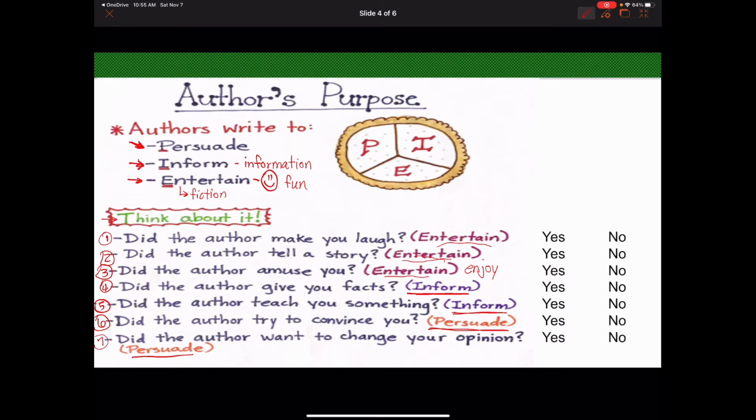So that's author's purpose. One easy way to remember the different reasons that authors write a story is to remember the word pie. In the word pie, P stands for persuade, I stands for inform, and E stands for entertain. All right, let's practice now.